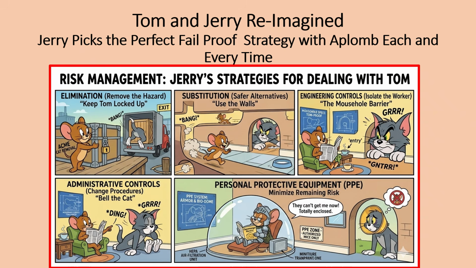Administrative controls: bell the cat. Use personal protective equipment: Jerry gets inside a biodome which even has a HEPA filter. Jerry picks the perfect fail-proof strategy with aplomb each and every time. This is Tom and Jerry reimagined.